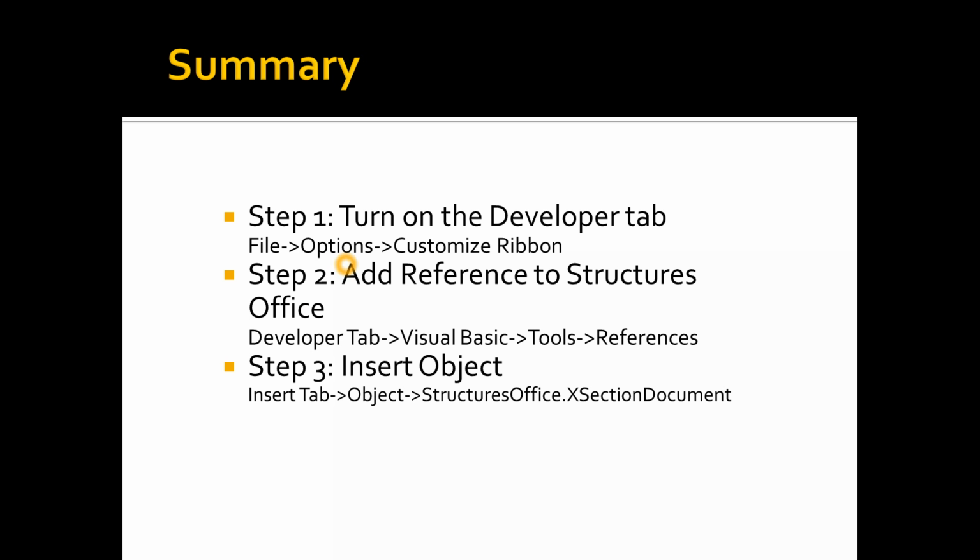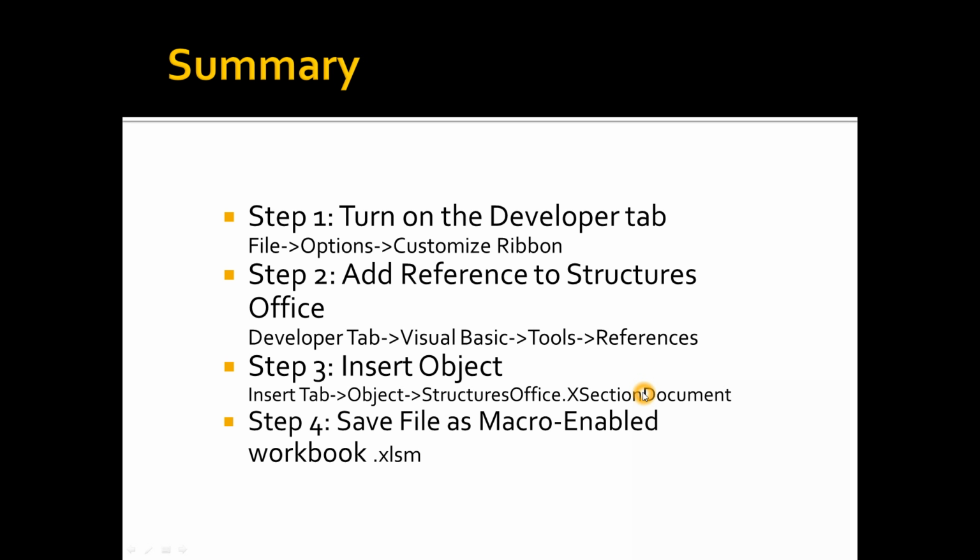The third step is to insert the object into the Excel worksheet, and that's by going to the Insert tab, click Object, and then select the Structures Office cross-section document. And finally, you want to save it. Save what you just did as a macro-enabled workbook. That's a .xlsm suffix on there.